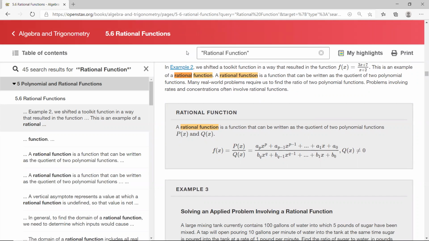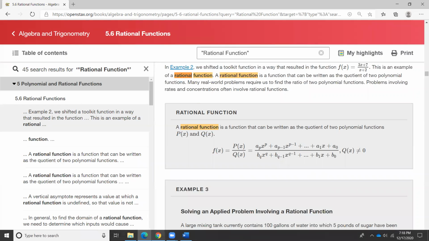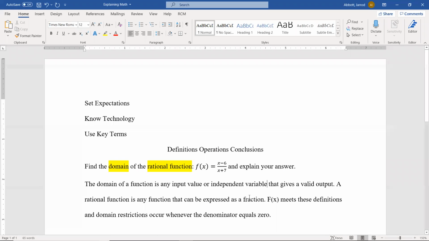In this case, we do find a good definition here, but we notice that it's written with some different terminology, where they define it as a quotient of two polynomial functions. So here I would have the option of using that term in my explanation, or keeping it the way that it is, since it expresses the same general idea. So I think I'll keep it as is.